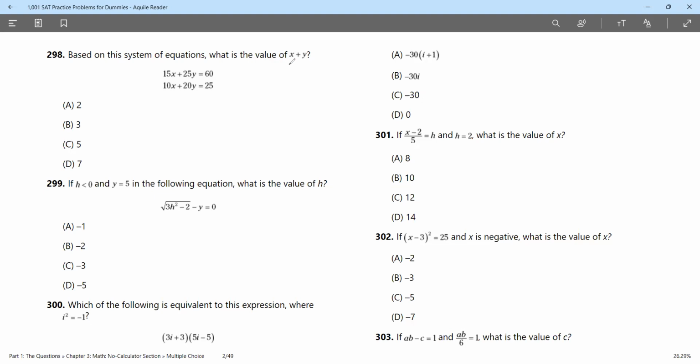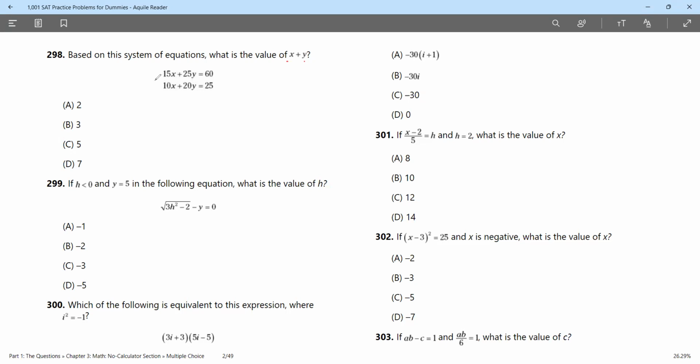He needs to know the value of x plus y. Okay, so you have two options. The first option is to solve this equation by elimination and get x or y, and then you can get the other. But this will take some time, and we need to solve it in less than 1 minute. So how can we do it? Can you see that here it is 15 and 10, and the difference is 5? And between 25 and 20, the difference also is 5.